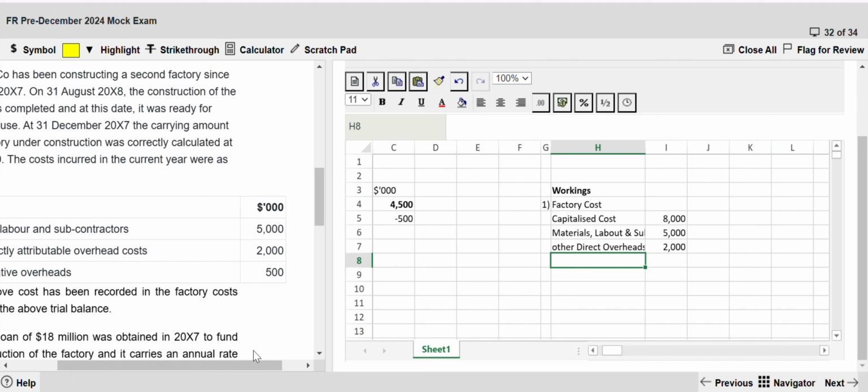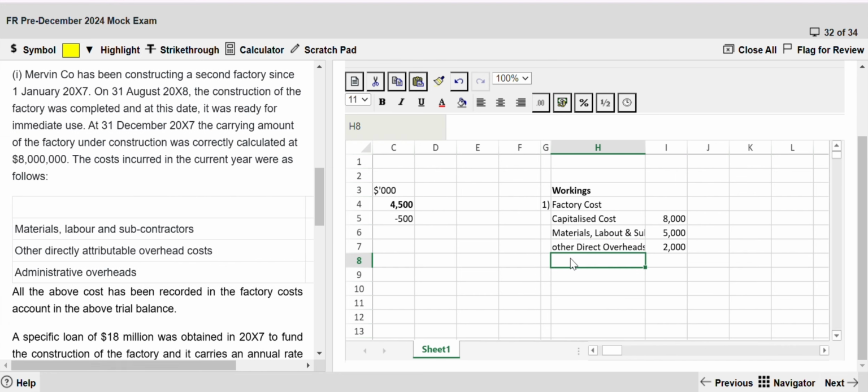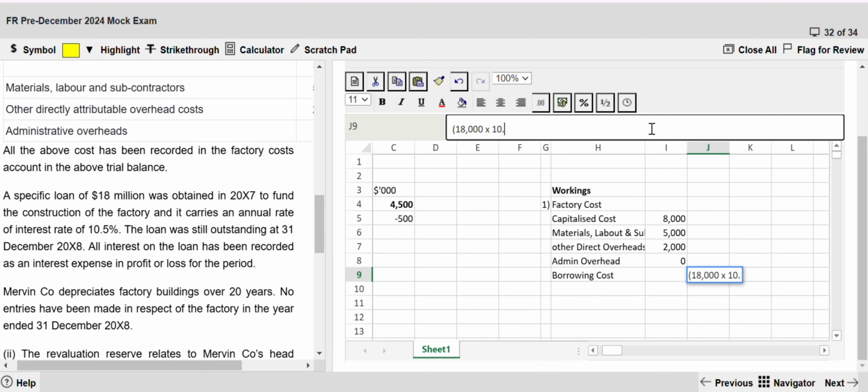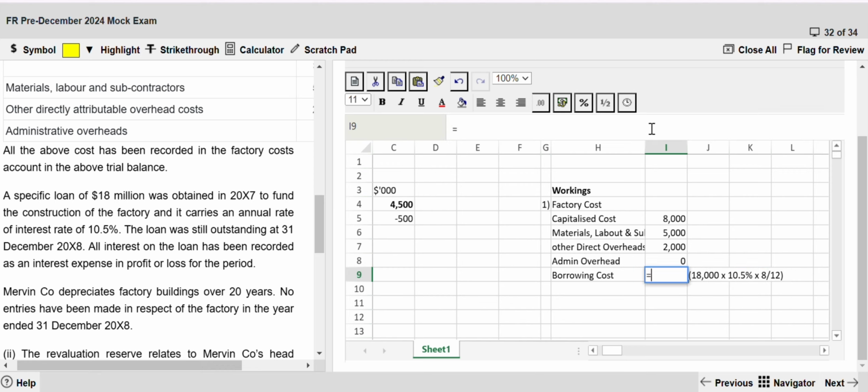Then we should not add administration overheads അല്ലേ, correct? So we can mention that as 0. Admin overhead is 0, correct? ബോറോയിങ് കോസ്റ്റ് എത്രയായിരിക്കും? ബോറോയിങ് കോസ്റ്റ് വരിക 18,000 ഇൻറ്റു, റൈറ്റ്, എത്ര പെർസെൻറ്റേജ് ആയിരുന്നു നമ്മുടെ ഇൻട്രസ്റ്റ് എമൗണ്ട്? 10.5% ഇൻറ്റു 8 ഡിവൈഡഡ് ബൈ 12 അല്ലേ? ജാനുവരി, ഫെബ്രുവരി, മാർച്ച്, ഏപ്രിൽ, മെയ്, ജൂൺ, ജൂലൈ, ഓഗസ്റ്റ് 8 മാസം. സോ 18,000 ഇൻറ്റു 10.5% ഇൻറ്റു 8/12 എത്രയാണ് എമൗണ്ട് വരുന്നത്?